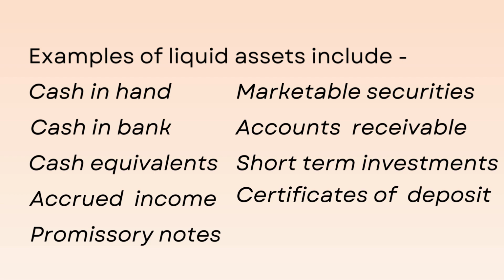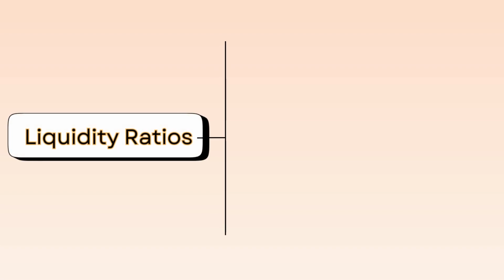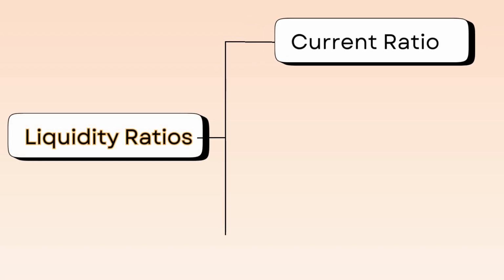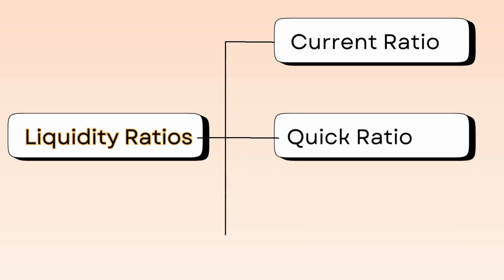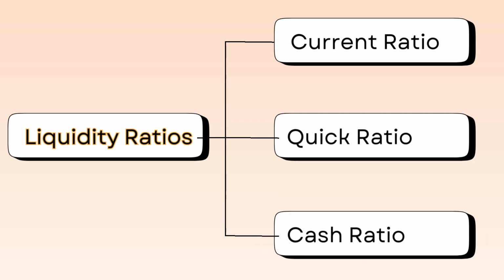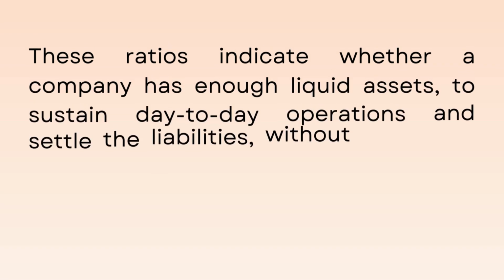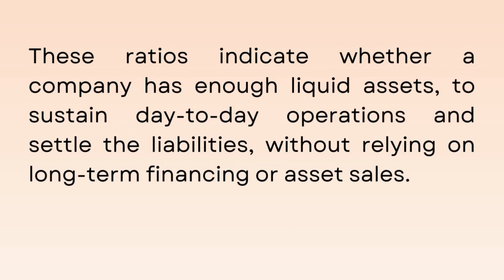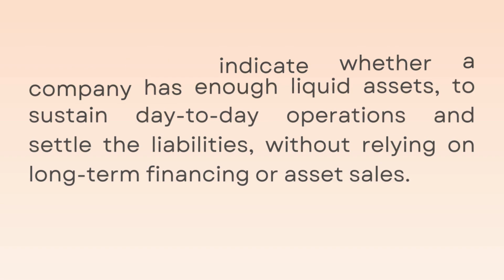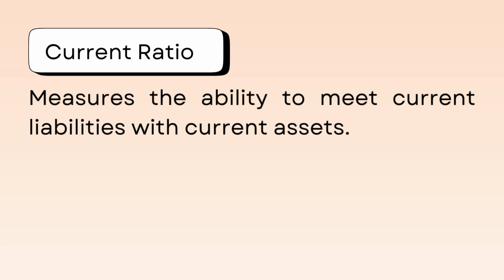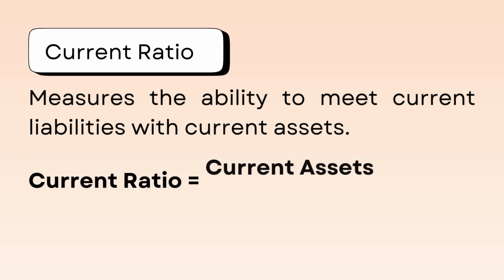Now, we will look at the key liquidity ratios. The key liquidity ratios are current ratio, quick ratio, and cash ratio. These ratios indicate whether a company has enough liquid assets to sustain day-to-day operations and settle the liabilities without relying on long-term financing or asset sales. First, let's look at the current ratio. It measures the ability to meet current liabilities with current assets. Thus, current ratio is equal to current assets divided by current liabilities.